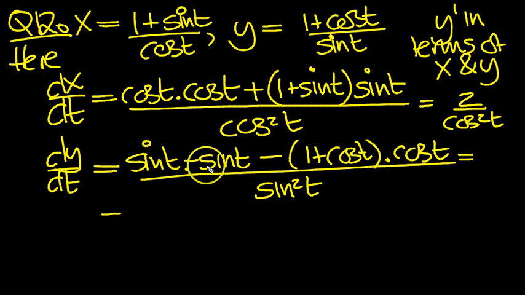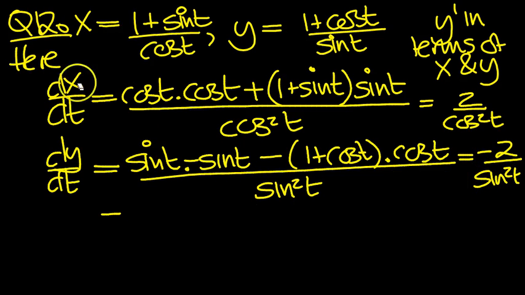So what have we got here? We've got minus sine squared, we've got minus cos squared. We've got a minus 1 when we expand that bracket. So that would total up to minus 2 over sine squared t. And in both of these we used the fact that sine squared plus cos squared equals 1. So we get that.